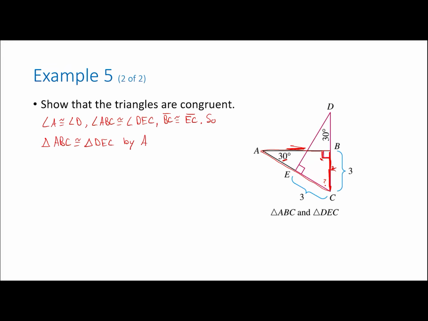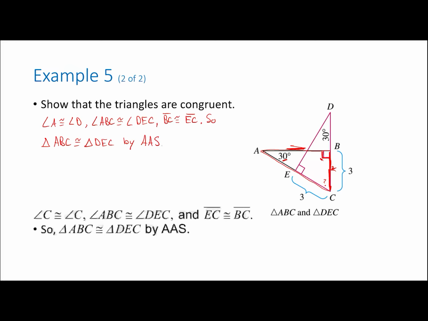So, based on all that, triangle ABC is congruent to triangle DEC. Again, make sure you have all your letters in the right order. And we know this by angle, angle, side. Again, we didn't have the included side, we had another side, and so it is congruent by angle, angle, side. And so again, that's what you see here.